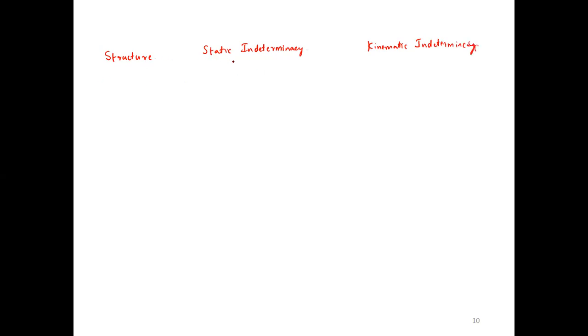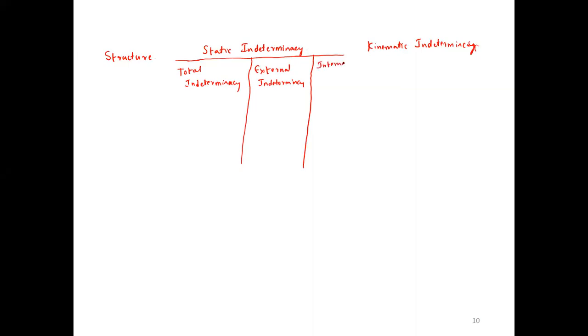In static indeterminacy, what are the possibilities? Total indeterminacy, then external indeterminacy, then what is another one? Internal indeterminacy. Okay.